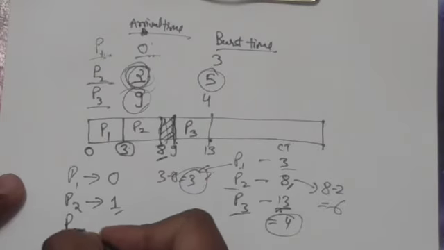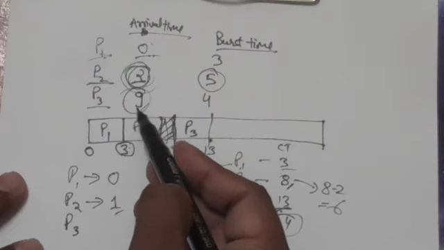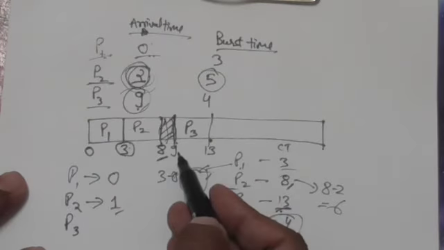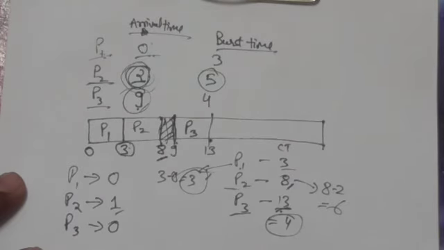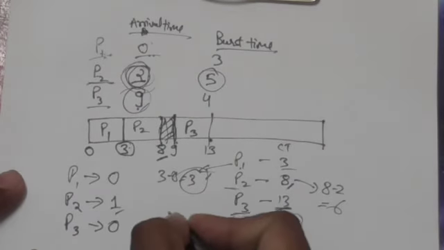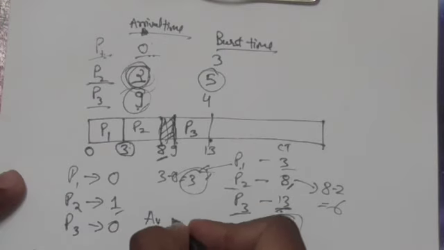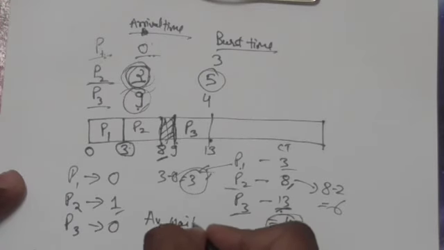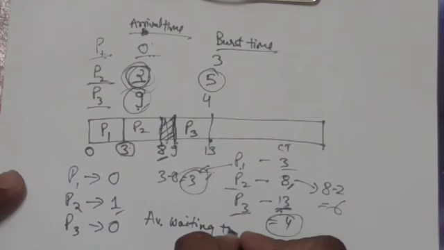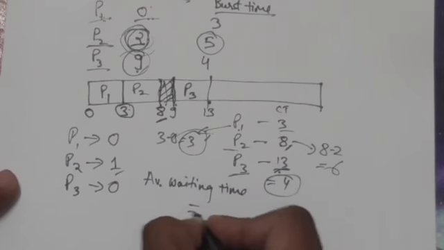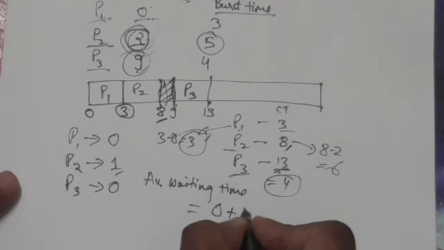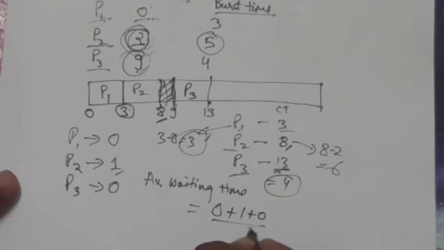Now see this process P3. It has arrived at time 9 and it has started at time 9. So its waiting time is 0. So what is the average waiting time? The average waiting time is 0 plus 1 plus 0 by 3. It is equal to 1 by 3.